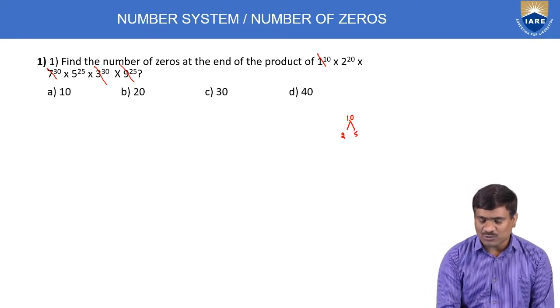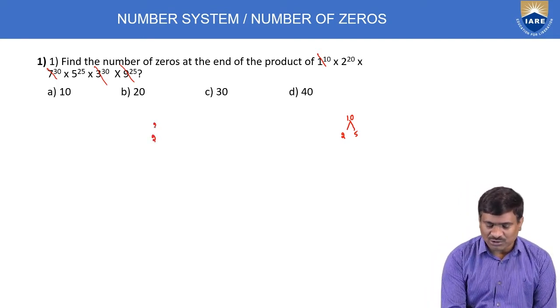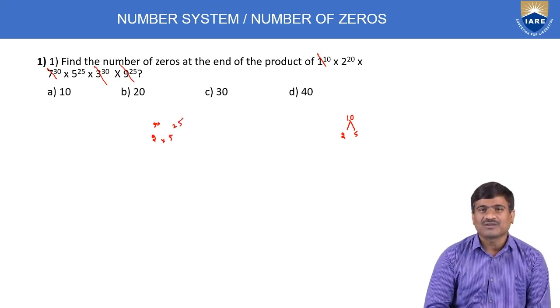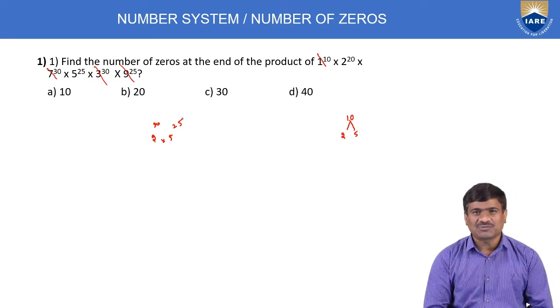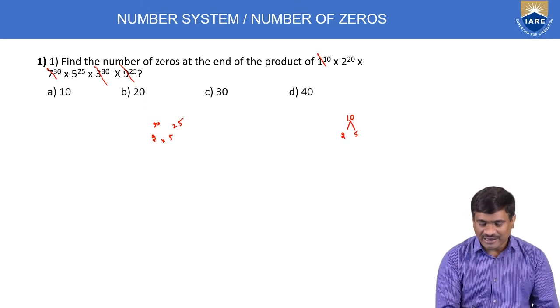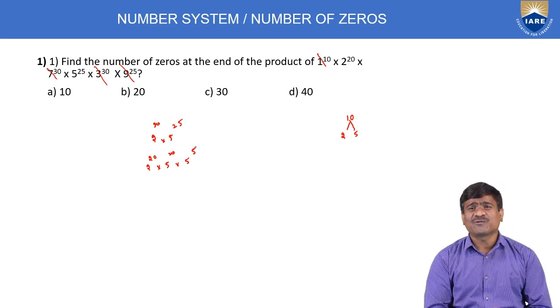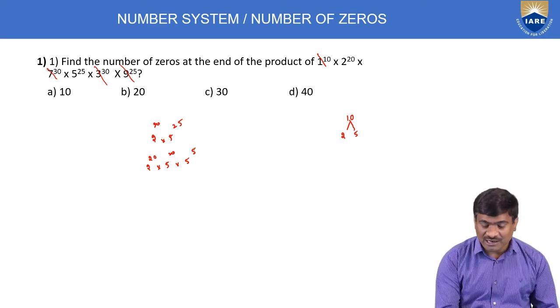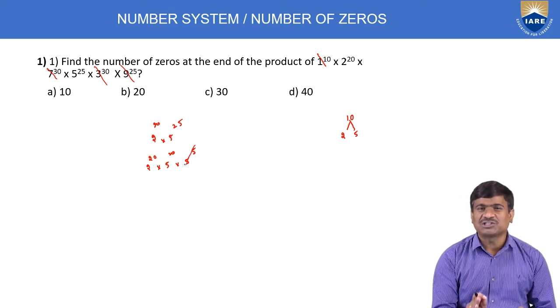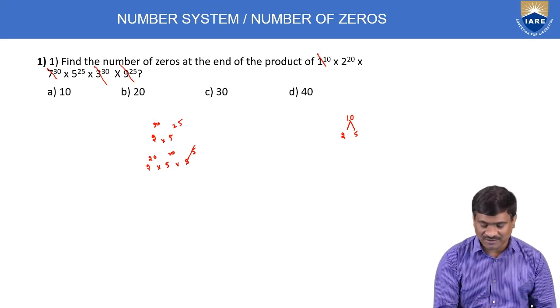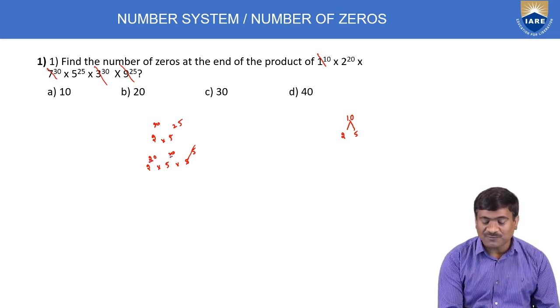Next, consider only 2 to the power of 20 into 5 to the power of 25. Consider only 2 and 5 multiples. A single 2 gives no 0, a single 5 gives no 0. The 2 and 5 combination is compulsory. Now 5 to the power of 25 is also written as 5 to the power of 20 into 5 to the power of 5. The single 5 gives no 0. If you want 0, the 2 and 5 combination is compulsory. The number of 2s is 20 and the number of 5s is 20.